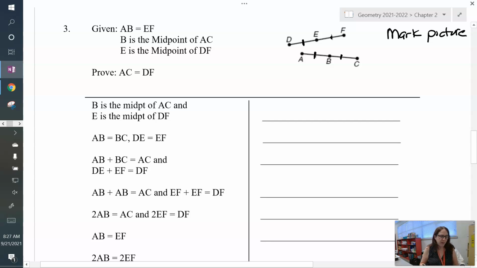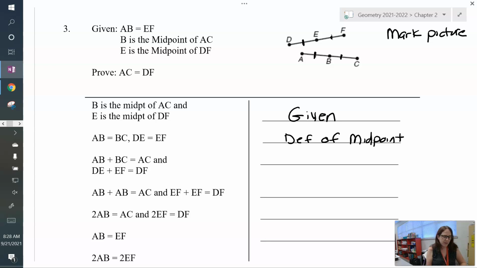We're going to prove AC equals DF. We have B as the midpoint of AC and E as the midpoint of DF. That's given. AB equals BC, DE equals EF. Look at your picture. They're marked the same. Therefore, they are the same, and we mark them because of midpoint. So definition of midpoint. And then we said AB plus BC equals AC. So that's adding segments together. And DE plus EF equals DF. Also adding segments together. So this is your segment addition postulate.